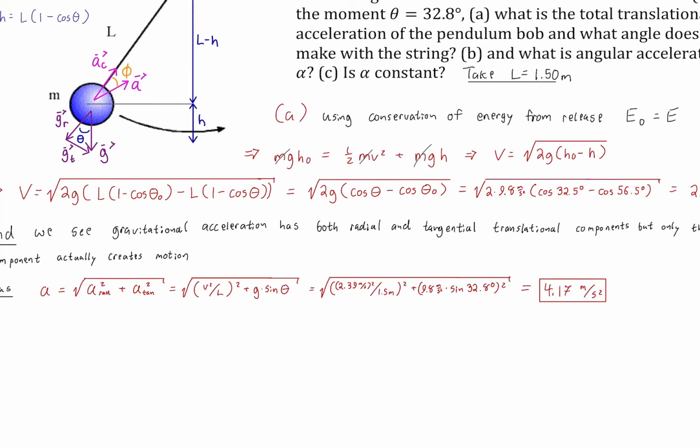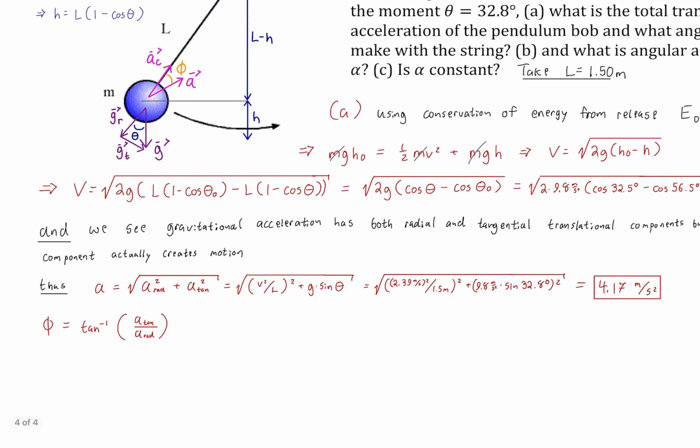We find that the magnitude of total translational acceleration is 4.17 meters per second squared. That would be the length of that vector right there, and that would be for the bob, which is a particular point along the string. If the string was a different length, we'd get a different number. That's why the length needs to be specified.